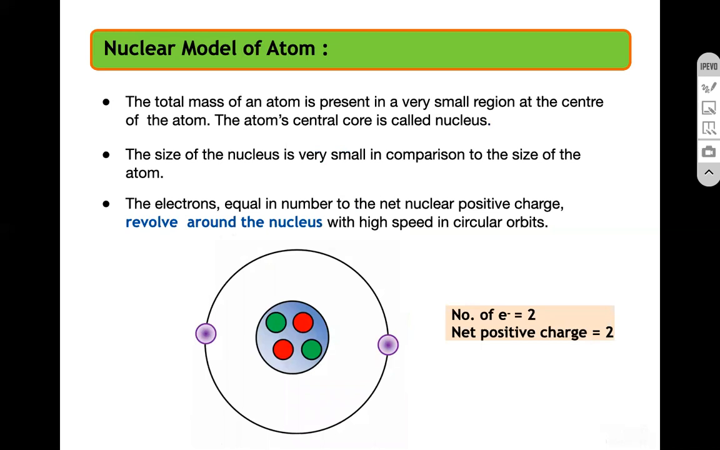The electrons are equal in number to the nuclear positive charge. I told you, because the positive charge is there in the nucleus, it should be balanced by the electrons only. So electrons are equal in number to the positive charge, and they revolve around the nucleus with high speed in circular orbits. Guys, if you have any doubt, then please ask. Any doubt?